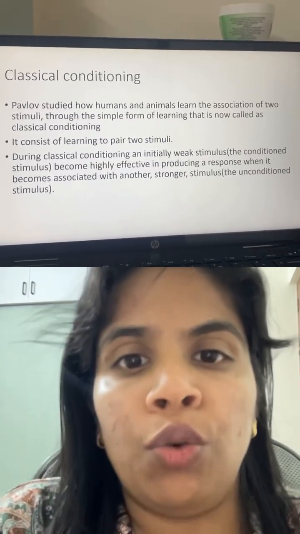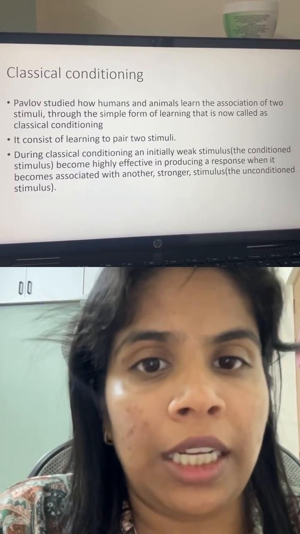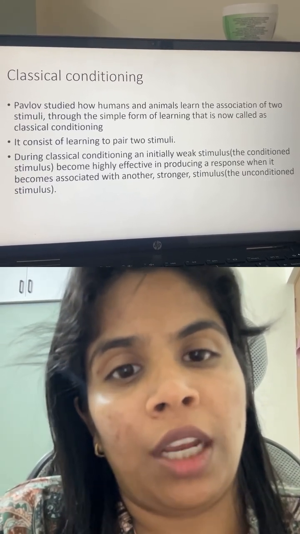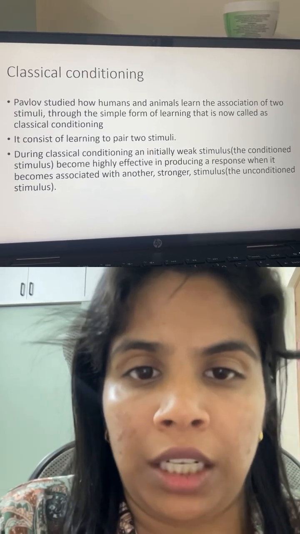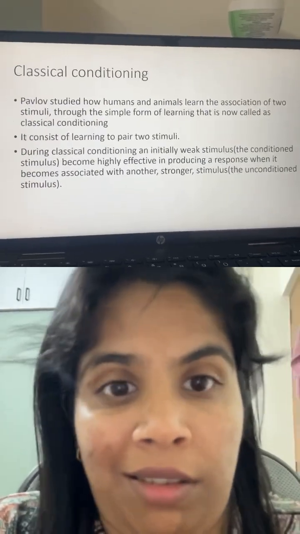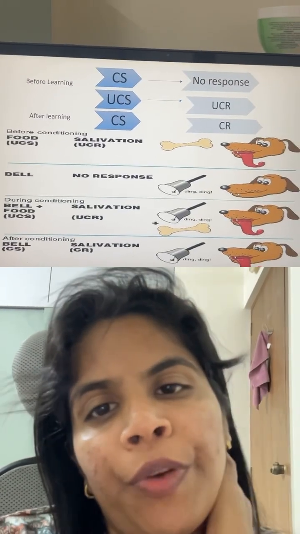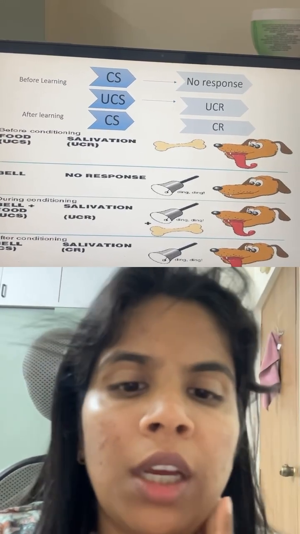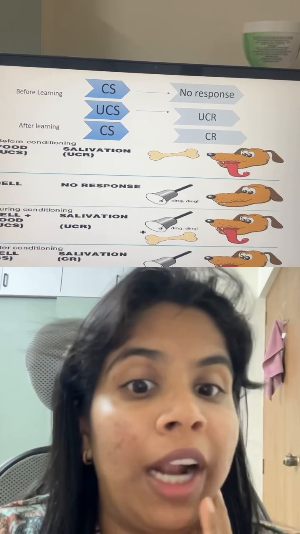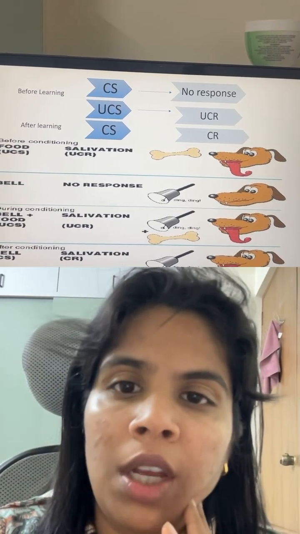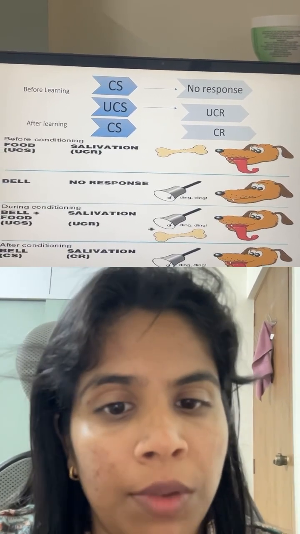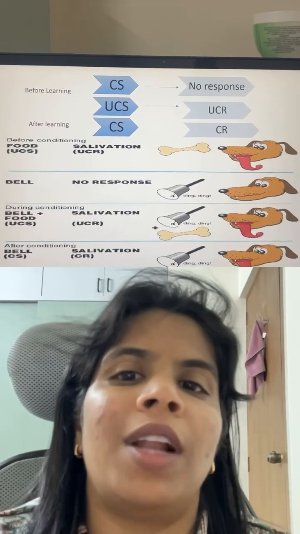It consists of learning a pair of two stimuli. During classical conditioning, an initially weak stimulus, the conditioned stimulus, becomes highly effective in producing a response when it becomes associated with another stronger stimulus, the unconditioned stimulus, which gives you more response. So let's learn this. There is a scenario of before learning and after learning. Before learning, if you give the conditioned stimulus repetitively, you don't get any response, while your unconditioned stimulus gives you an unconditioned response. But after performing that activity repeatedly, your conditioned stimulus gives you a conditioned response. This is a typical example of classical conditioning.